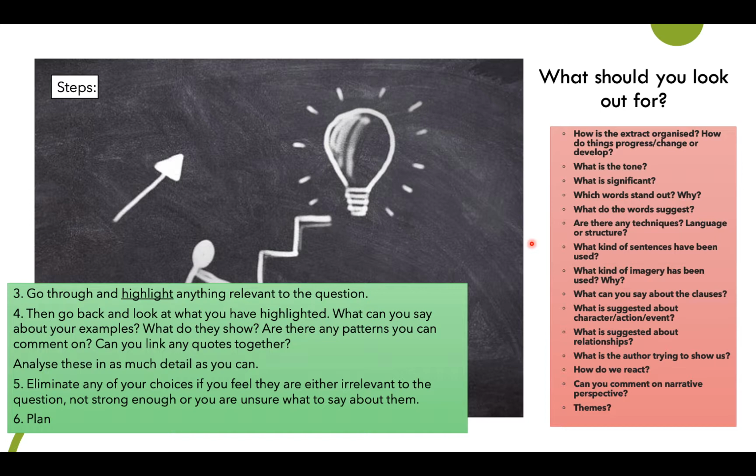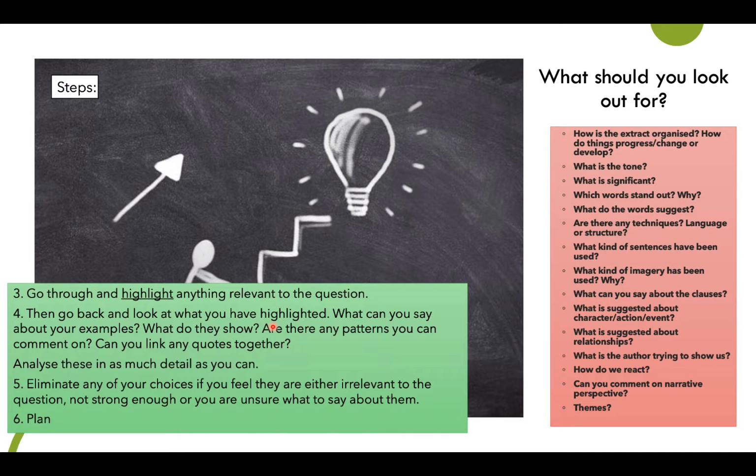And it doesn't matter how much you highlight here, because this is where you go back through and you start to just decide what could I possibly use as my evidence and what could I use to develop my own personal response. Once you've done that, you can go back and have a look at what you've highlighted. Think about what you can say about your examples. Think about what they show. There may be patterns you can comment on. So you may say, okay, well, actually, the word forgery is repeated several times. So I think I'm going to develop that into a point. And you may be able to link quotations together. If you can't, don't worry. But this is where you decide on your final choices, and you can still change this later on, but you want to narrow it down a little bit.